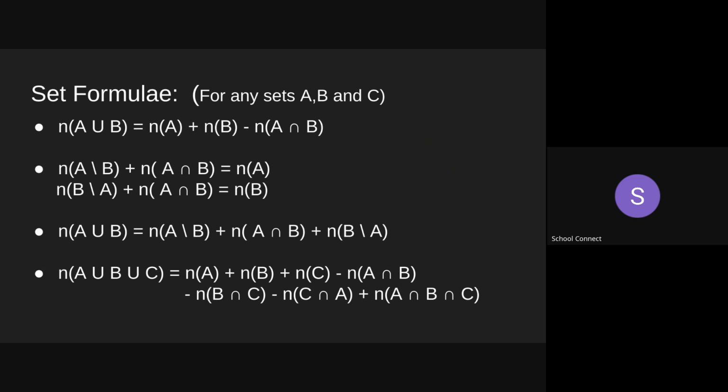And the final one: if you have three sets, then n of A union B union C is n of A plus n of B plus n of C, minus n of A intersection B, minus n of B intersection C, minus n of C intersection A, plus n of A intersection B intersection C. So this is the inclusion-exclusion principle.